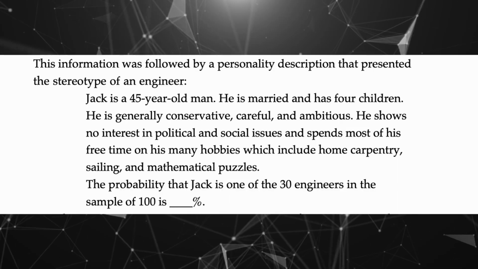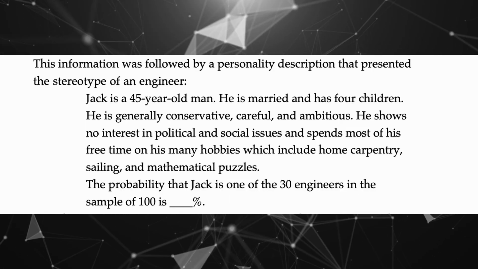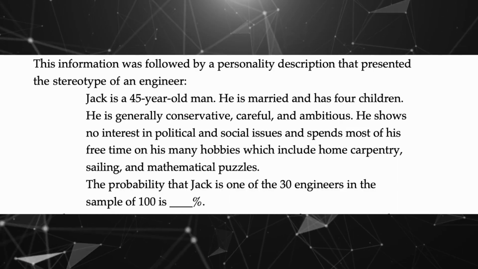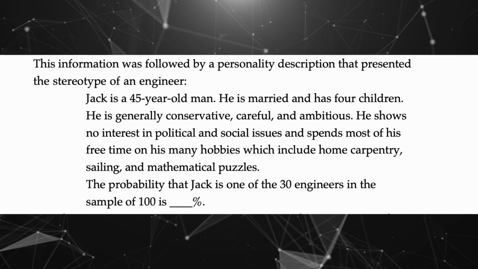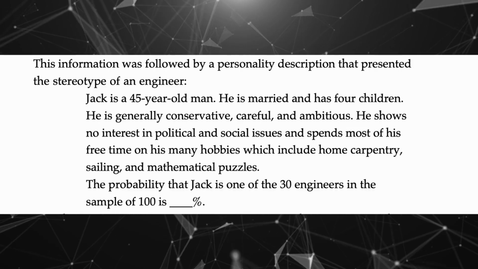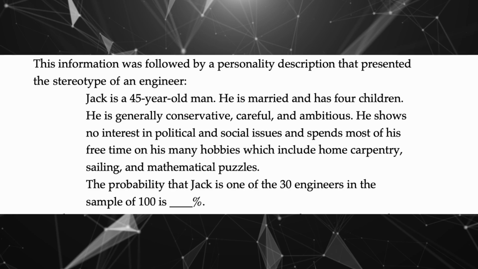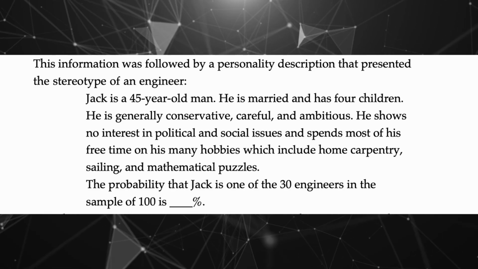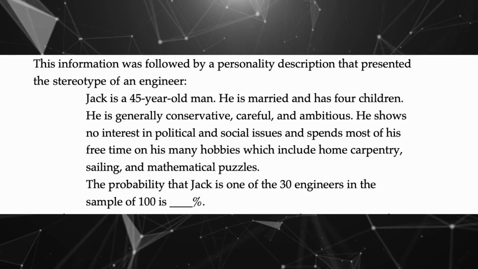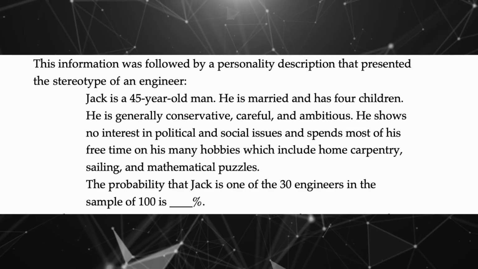This was the description. Jack is a 45-year-old man. He is married and has 4 children. He is generally conservative, careful, and ambitious. He shows no interest in politics and social issues and spends most of his free time on his many hobbies, which include home carpentry, sailing, and mathematical puzzles. The probability that Jack is one of the 30 engineers in the sample of 100 is dash.